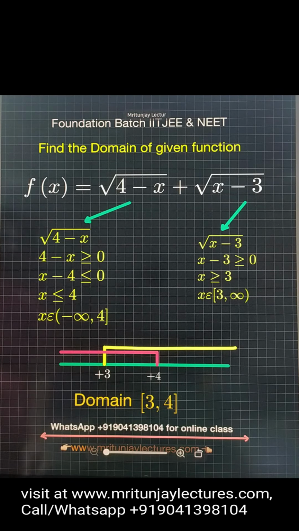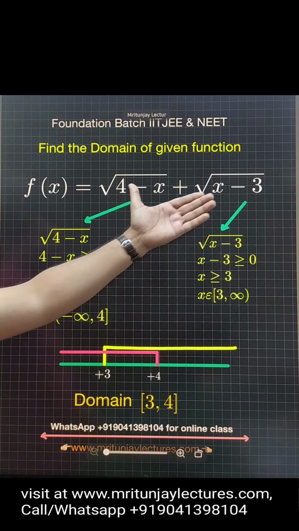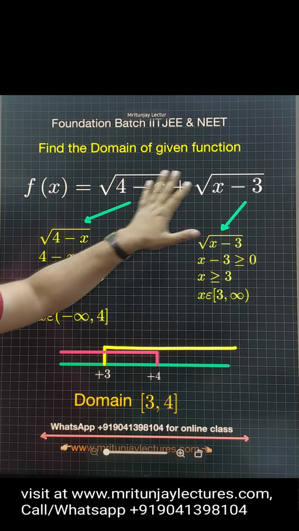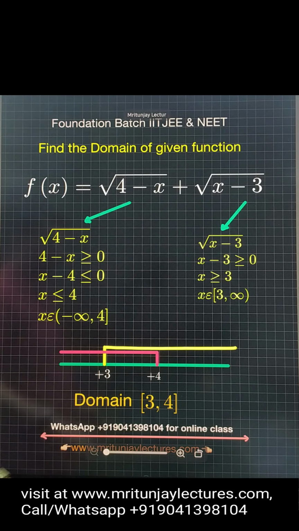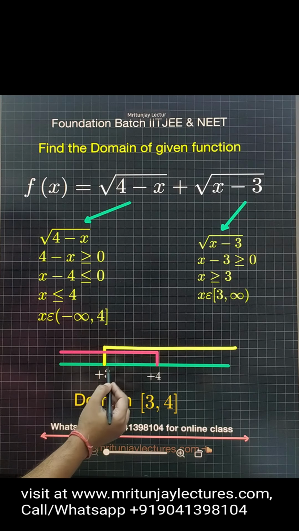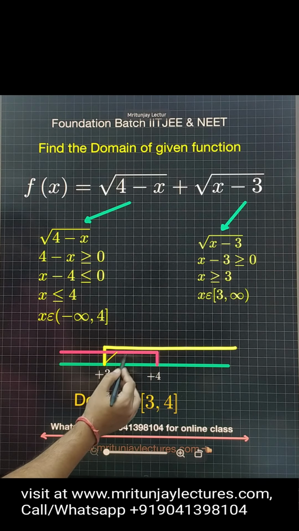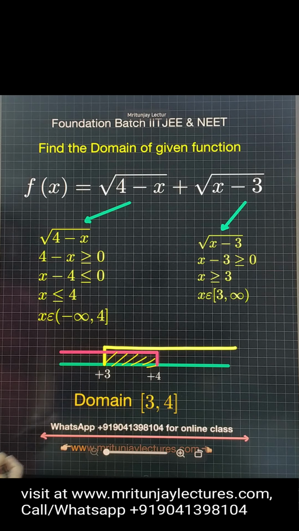Okay, so basically our motto is: for which values of x is the whole function defined, meaning for which values of x both parts are defined. So corresponding to that, 3 to infinity, and here minus infinity to 4. So we need the common part of these. So you can say the domain is the closed interval 3 to 4. I hope that's clear.